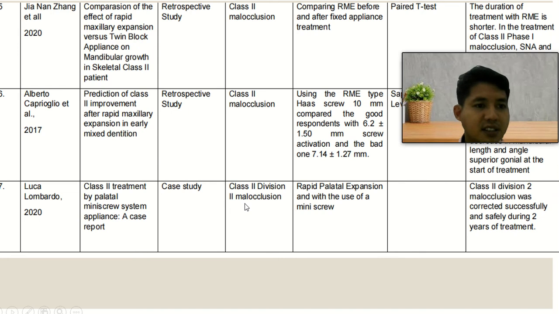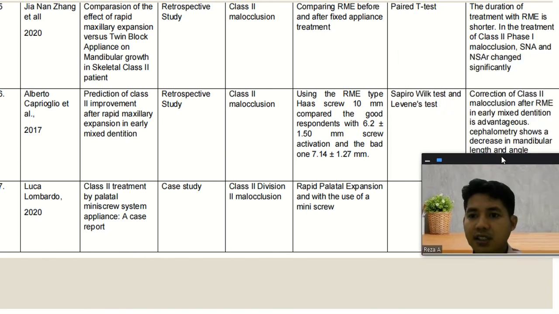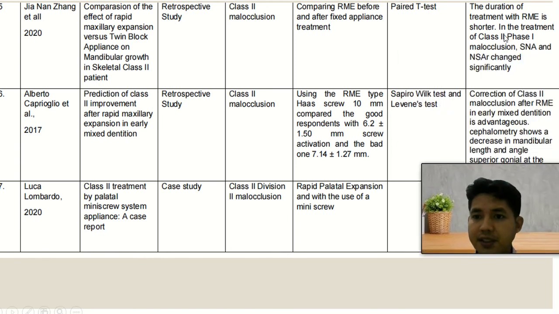5. Jianang Zhang et al., 2020. The title: Comparison of the Effect of Rapid Maxillary Expansion versus Twin Block Appliance on Mandibular Growth in Skeletal Class 2 Patients. Class 2 malocclusion, comparing RME before and after fixed appliance treatment. The conclusion: the duration of treatment with RME is shorter. In the treatment of class 2, phase 1, SNB and ANB are changed significantly.